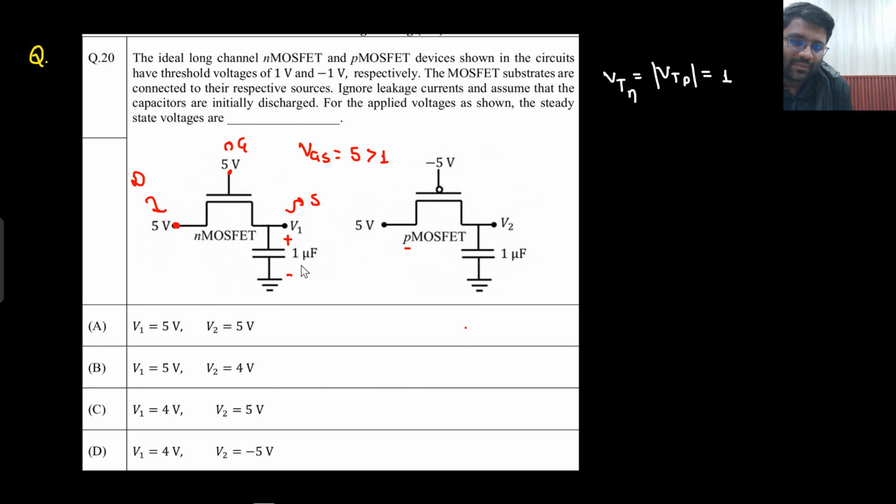Let's just say it has developed some 2 volt. If it has developed 2 volt, then what is the value of VGS now? This is 2 volt, this is 5 volt. So the value of VGS is 3 volt. Is it greater than 1? Yes, sir. That means more current will flow. So current will keep on flowing.